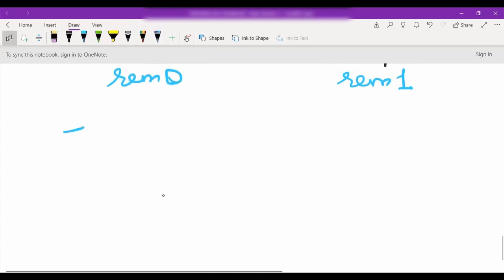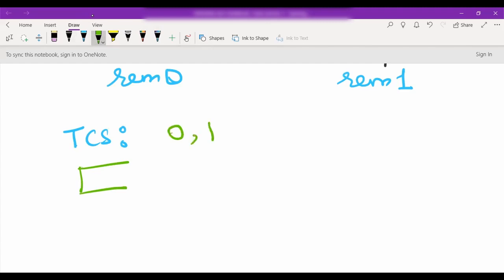Now we will go by the TCS method. When we are solving by the TCS method, what do we have to do? We have to consider a tape. How many tapes do we have to consider, as we are designing the solution for the ternary number system? That means we are going to have 3 tapes now.